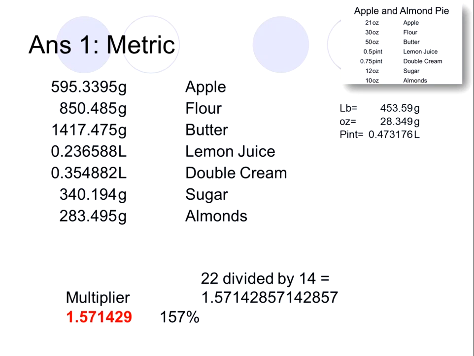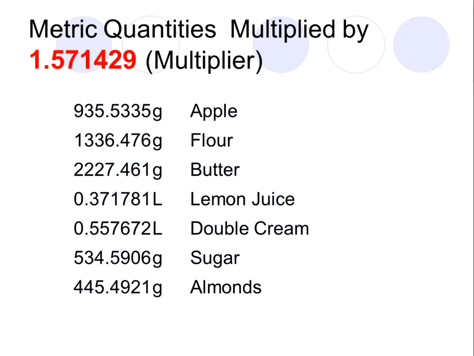Okay, so what we're going to have to do now is use this multiplier for each of our newly converted ingredients. So hit pause on your video and have a go at that yourselves. Okay, so we used the multiplier here, and hopefully we used 1.571429 against the original ones, and we got this for apples.